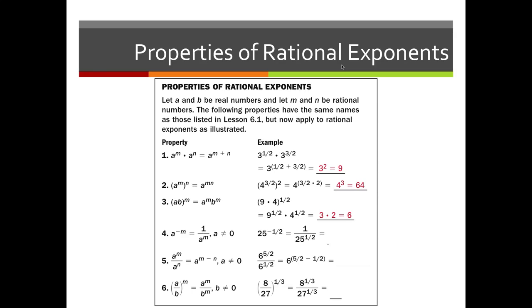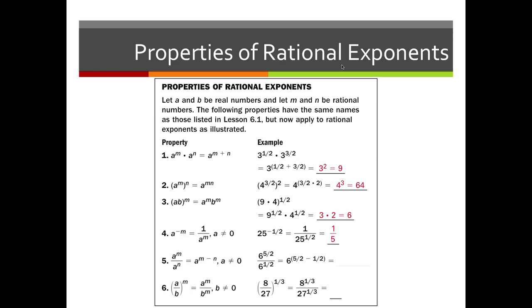In the next example, we have 25 to the negative 1/2 power. So as we mentioned before, a negative exponent simply means that we want the reciprocal. So we want 1 over 25 to the positive 1/2. Since 1/2 means square root, taking the square root of 25 would give us 5, and our overall answer would be 1/5.